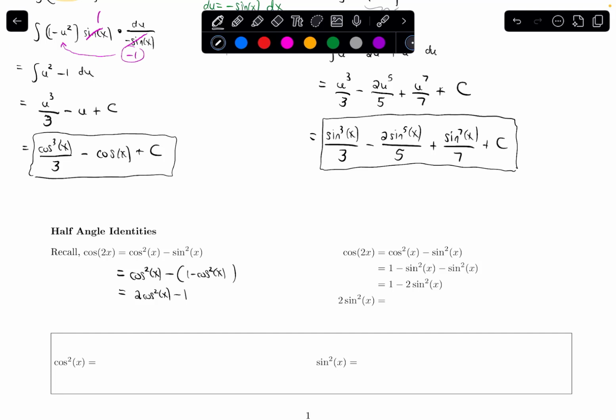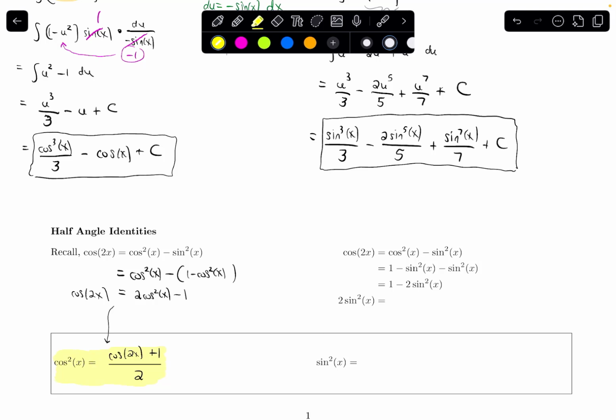Okay, so I have cosine of 2x equals this. If I rearrange the terms and isolate cosine squared x, I get that it equals cosine of 2x plus 1, and then that whole thing divided by 2. And there we have a trig identity for what cosine squared x equals.